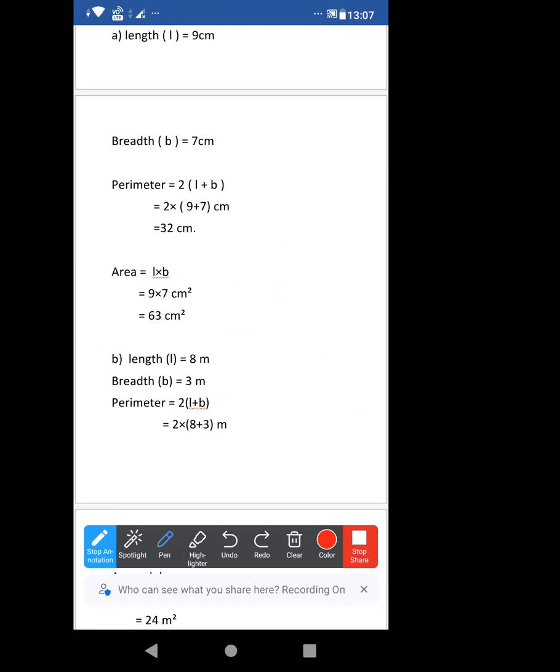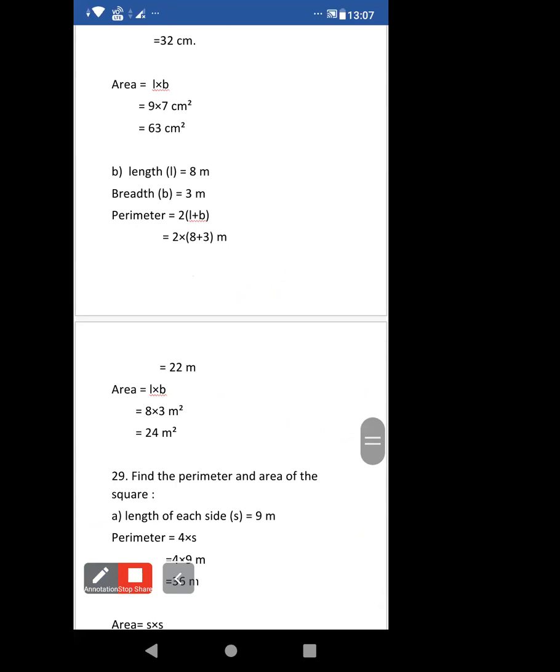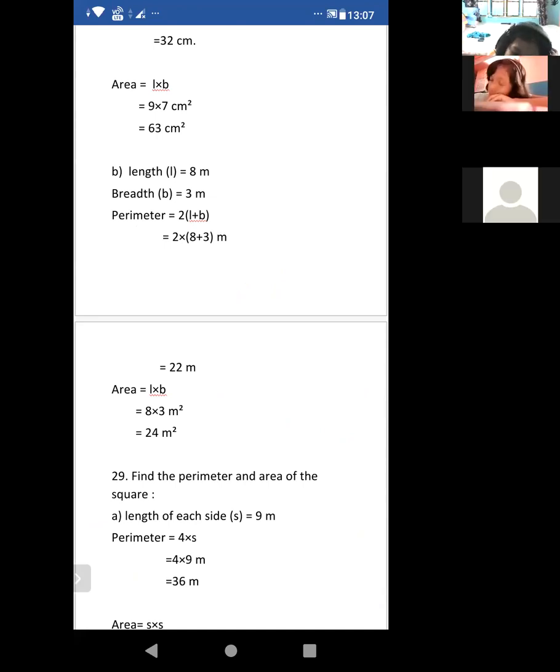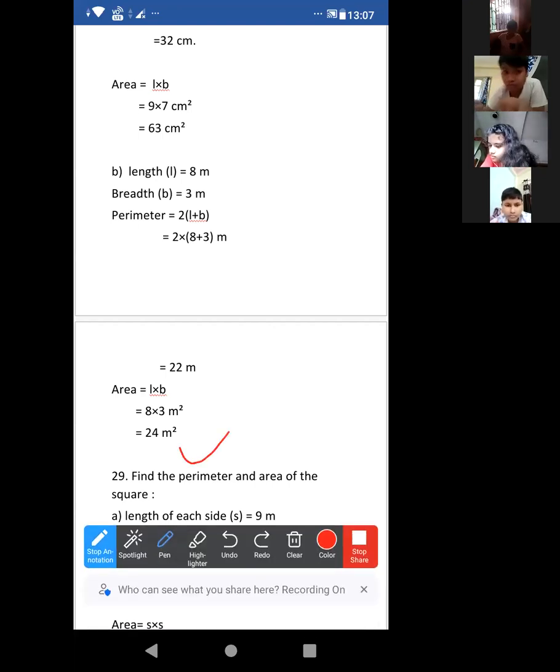Complete it. I am moving the screen. B area also. From 29, I'll start tomorrow. You will just show me your copy after completing up to this. Look, just normal formula for area.